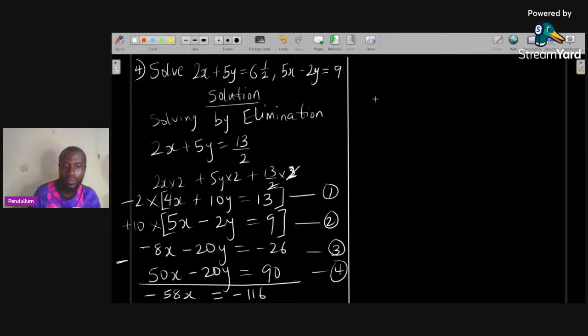So now we want to look for the value of x.